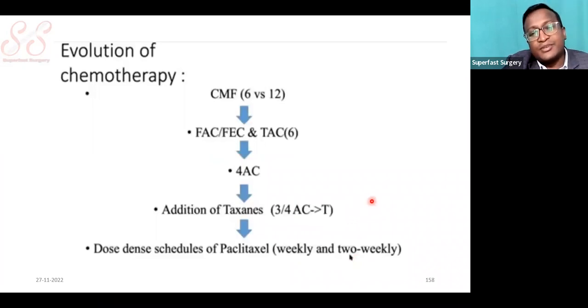Now the evolution of chemotherapy. Previously we have CMF was the first line of chemotherapy, then came the FAC, FEC, 4AC, addition of taxane. So this is the evolution of chemotherapy. And now it is at the dose dense paclitaxel. Okay. For women who need chemotherapy, sequential chemotherapy, that is anthracycline and taxane based treatment is the gold standard.